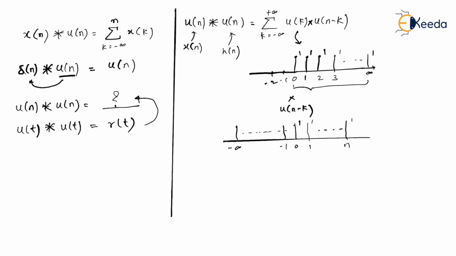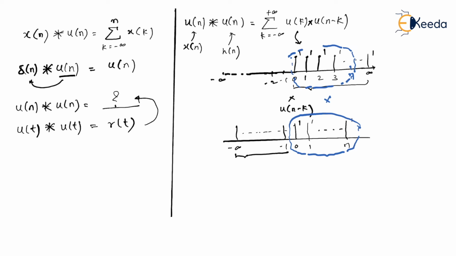We know that from minus infinity to -1, u of k is always 0, and from minus infinity to -1, the other signal is 1. Of course, multiplication will result in 0. If you want to see a common area, this common area will be from 0 to n only. Let's say somewhere over here we have n, and this is 0 to n. So only within the common area will multiplication result in a non-zero value. Otherwise, multiplication will always be 0. I hope you got my point.